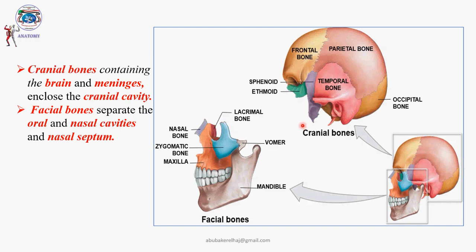And then we have the part which is called the facial bones or the facial skeleton, and this separates the oral cavity and the nasal cavity from each other. And also we have the central bone which is called the nasal septum. That means you can divide the skull into the cranium part, the brain box, and the facial skeleton.